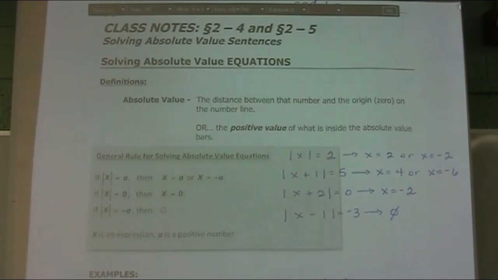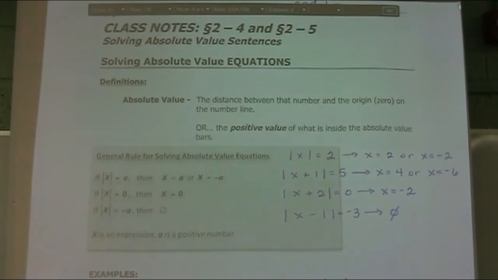And this sets up a general rule for us. And that general rule is this. If we have an absolute value equation where the absolute value of something or other equals a positive number, we're going to have two solutions. If absolute value of something equals 0, we're going to have one solution. And if absolute value equals a negative number, we're going to have no solutions.